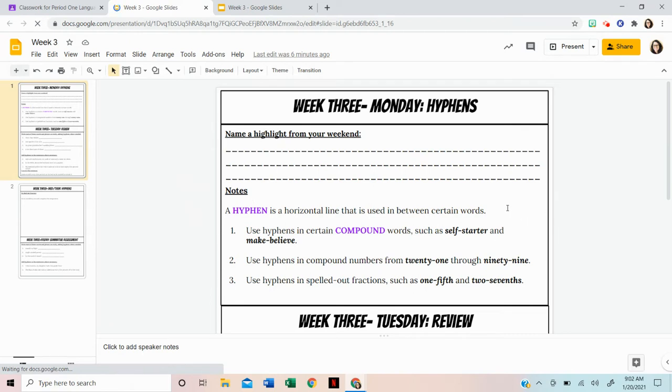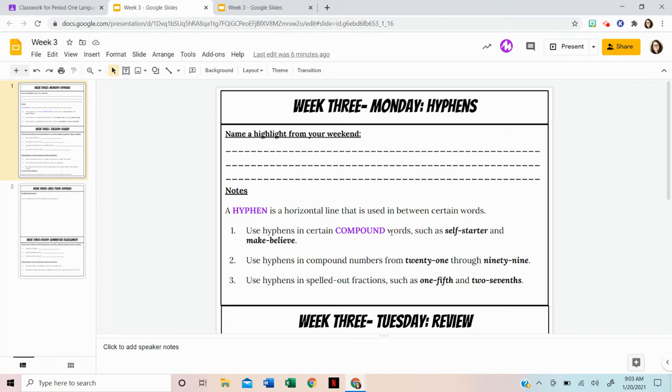This is our notes. And the fill in the blank ones I've already put in for you. That way you've got them. So a hyphen is a horizontal line that is used in between certain words. So that is the difference between a hyphen and an em dash, which is what we covered in the past couple of weeks. So hyphens actually go in between words, they connect them. And they do that 3 ways, so that's what these 3 are talking about.